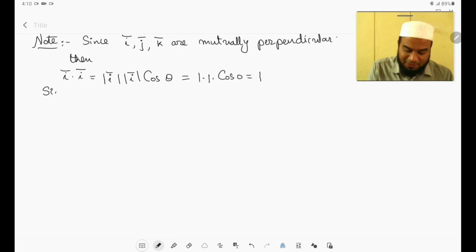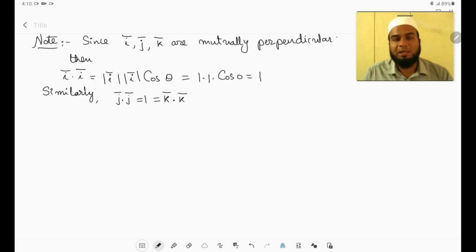Similarly, what will happen if we find j bar dot j bar? We will get 1 only. Again, if we find k bar dot k bar, we will get 1 only. So i bar dot i bar, j bar dot j bar and k bar dot k bar are all 1. We find these values from the definition given for the dot product.